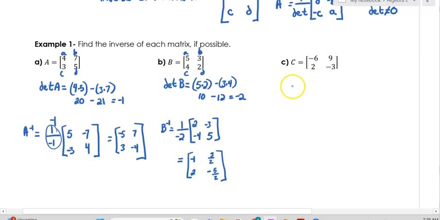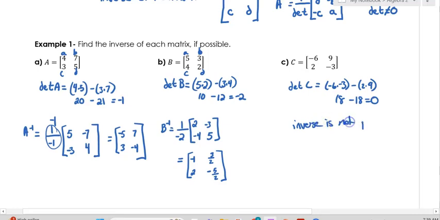All right, on C, if we find the determinant, we're going to do -6 times -3 and 2 times 9 and subtract them. So we get 18 minus 18, that's 0. So the inverse is not possible because the determinant of C equals 0. So the determinant equals 0, it cannot be done.